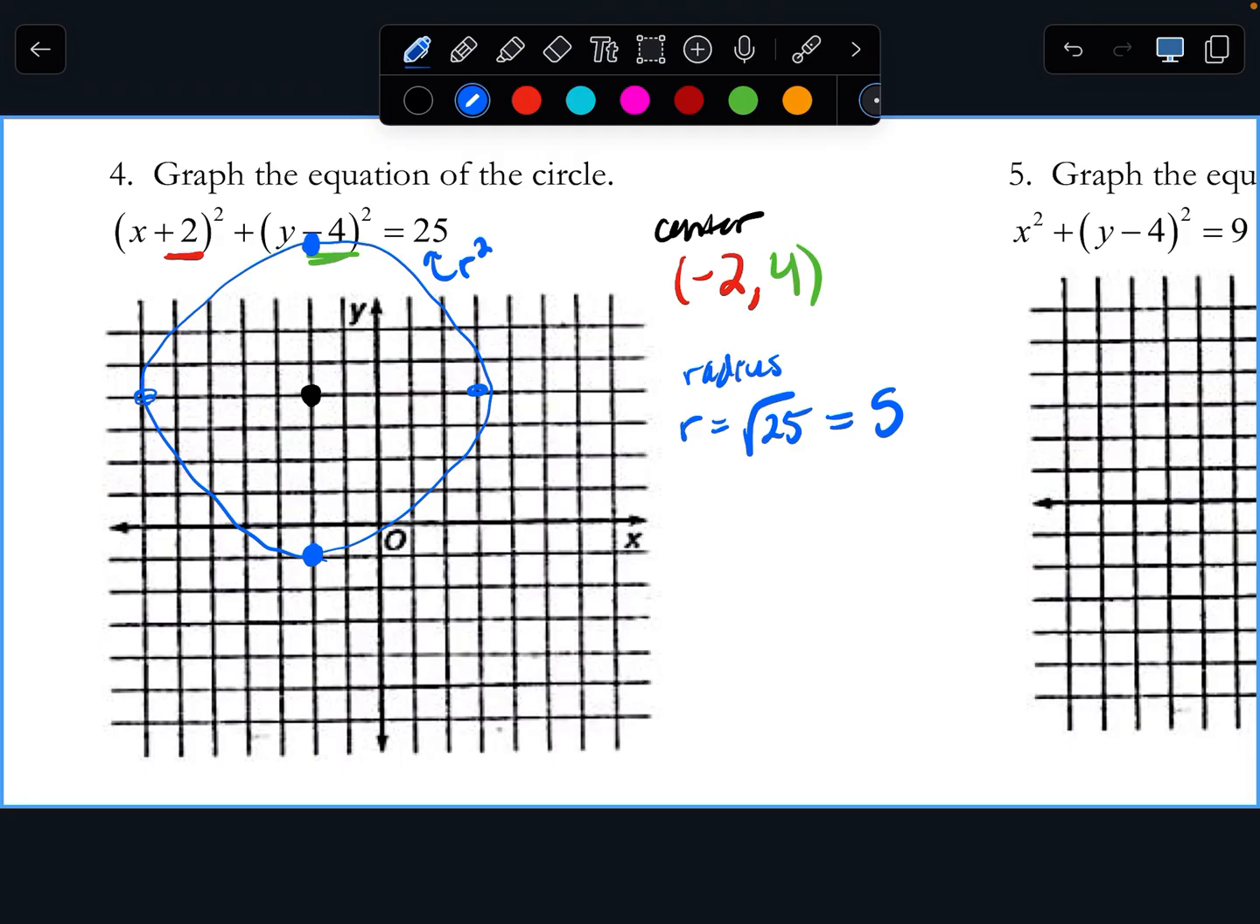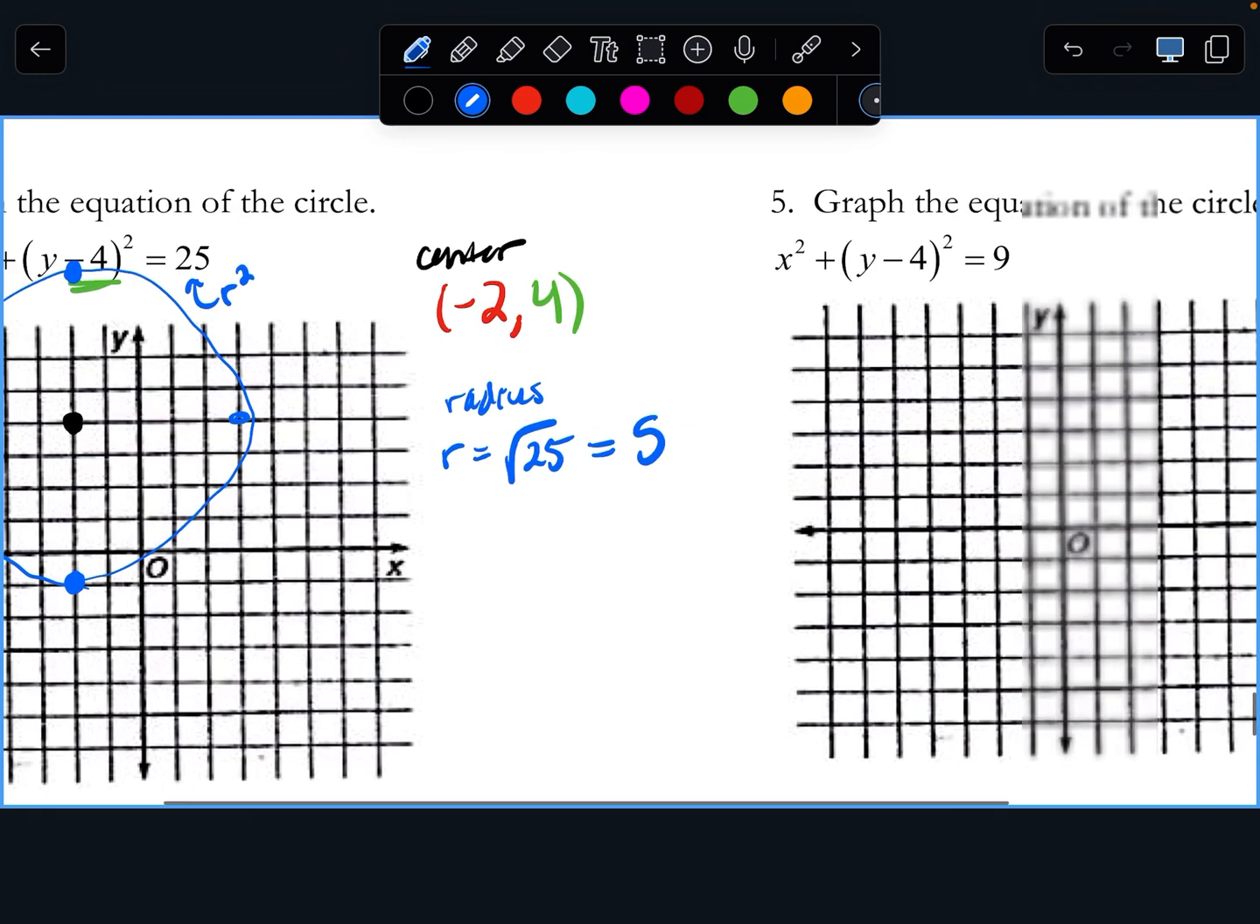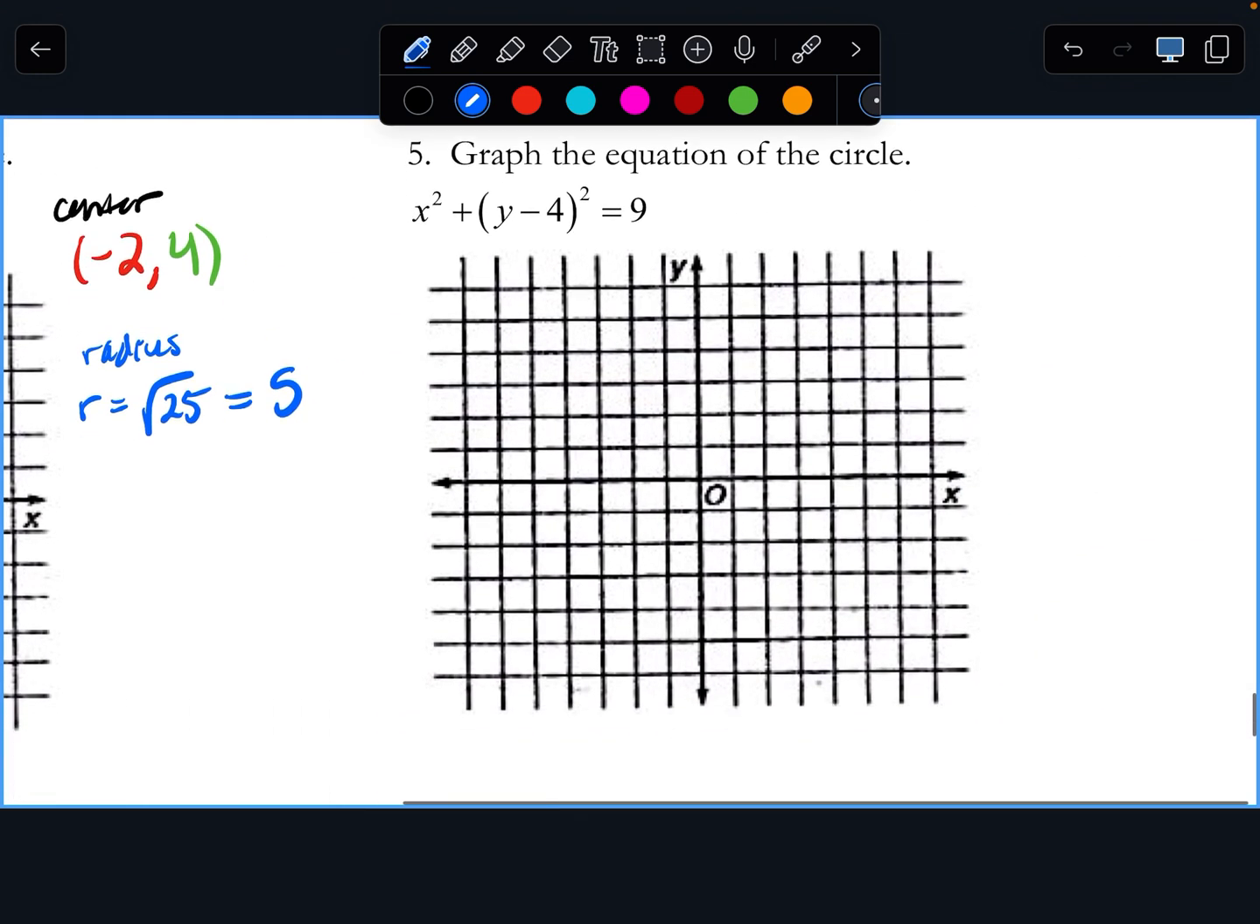Okay, that was really bad, but it's okay. You just try your best to draw your circle on there. Okay. All right, this one, same thing.